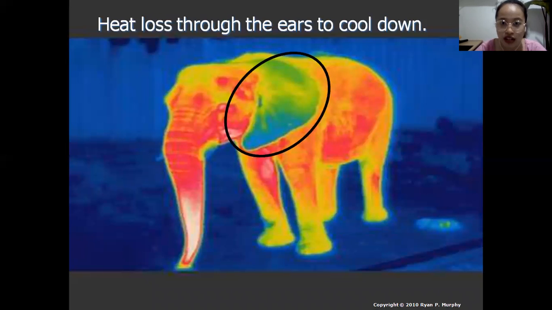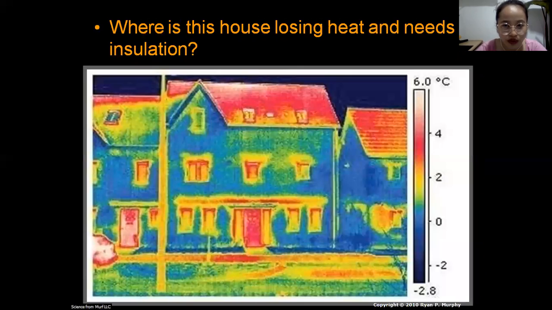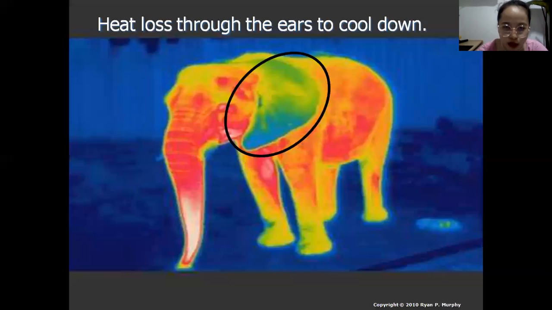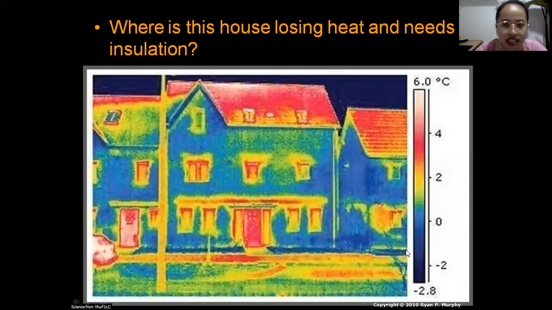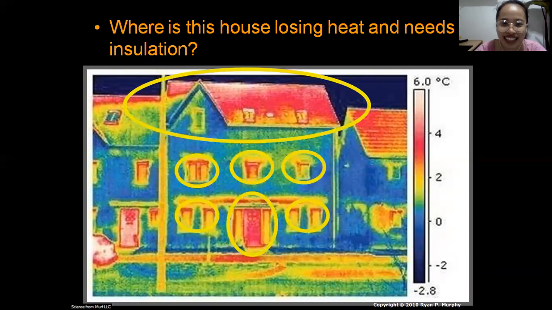Heat loss through the ears to cool down. Okay, so this one. Where is this house losing heat and needs insulation? What do you think? From this one, the heat here in the ears is lost and it starts to cool down. Look at the color. So in this part, where is this house losing heat and needs insulation? Okay, very good. That part of the house.